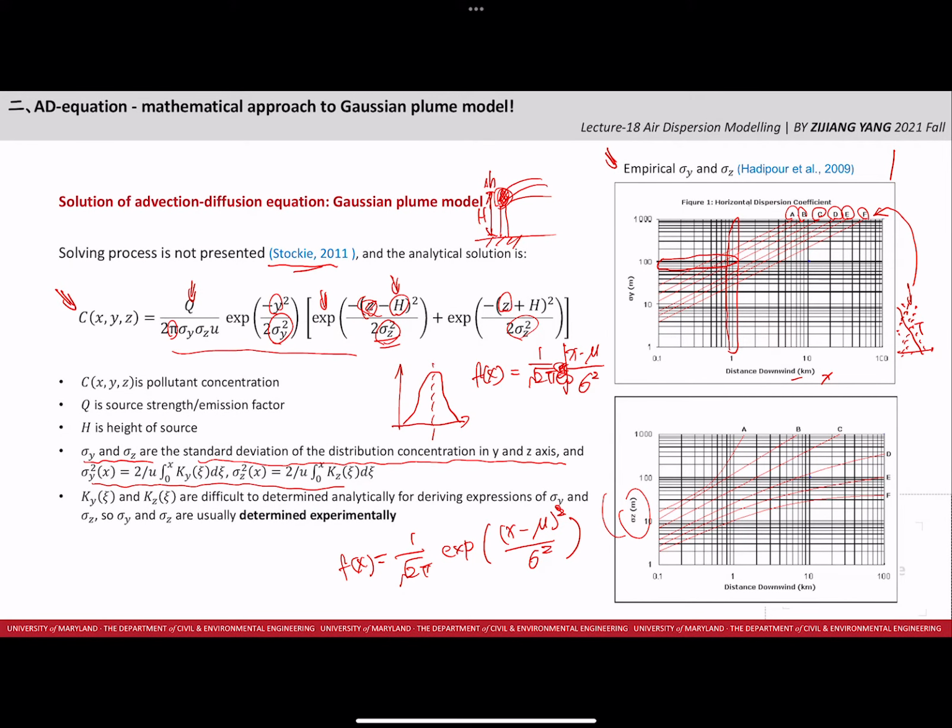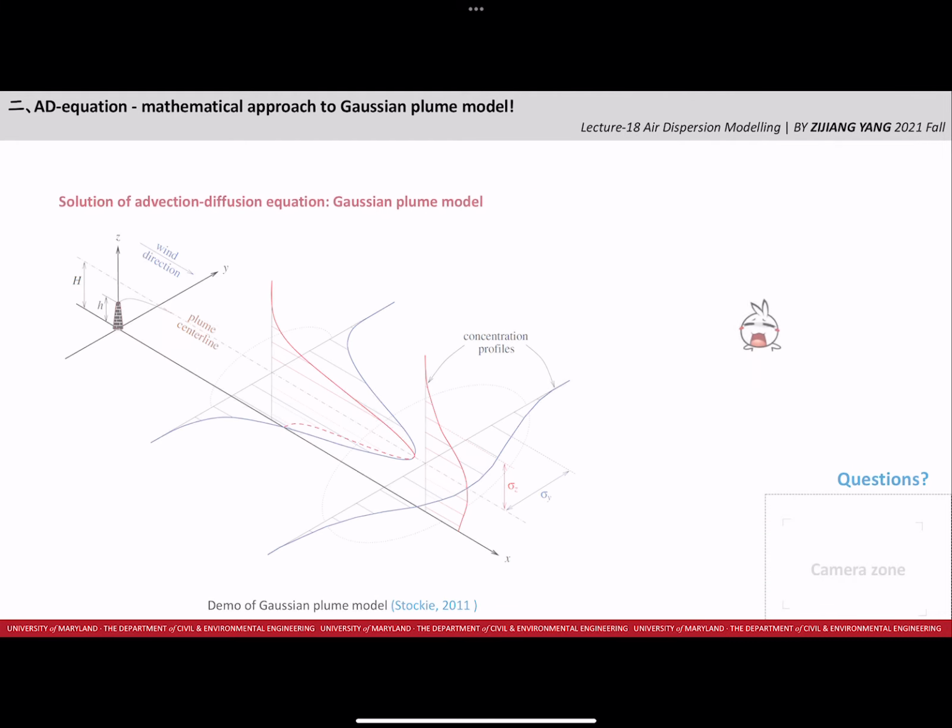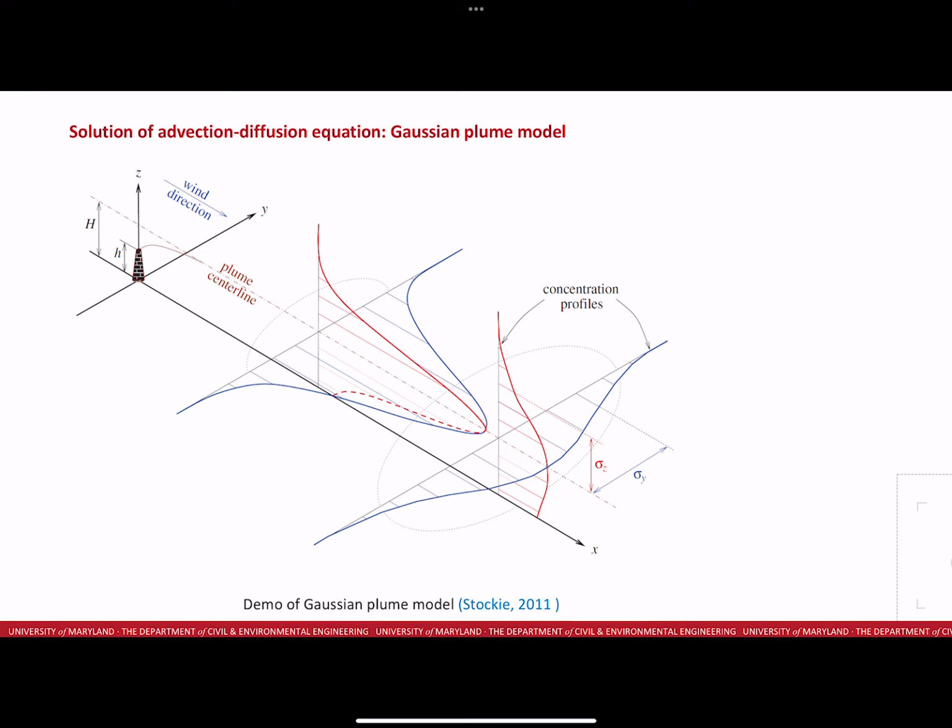So for this one, do you guys have questions? I think this is a little bit abstract, but we can see this picture, this graph, to show the Gaussian Plume model. So basically, it means that we have the releasing height from here, and because of the vertical velocity of the pollutant, it has an extra height here from the stack.